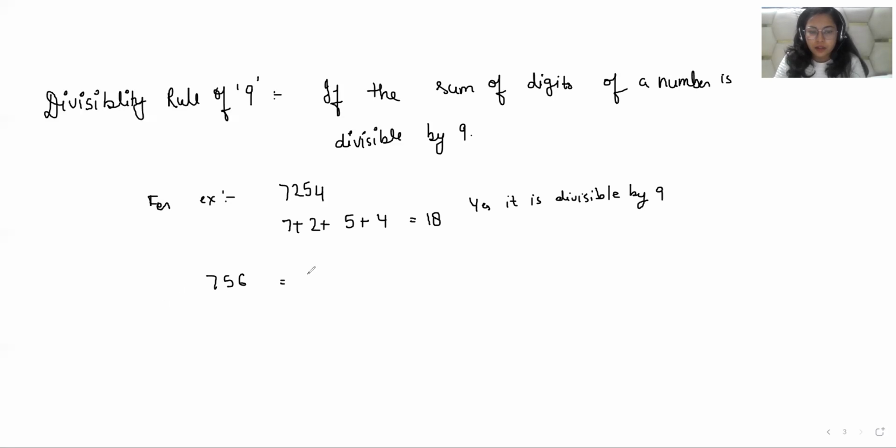756. So 7 plus 5 plus 6. We need to check whether 756 is divisible by 9 or not. 7 plus 5 is 12. 12 plus 6 is 18. Yes, the sum is also 18. So yes, it is divisible by 9.